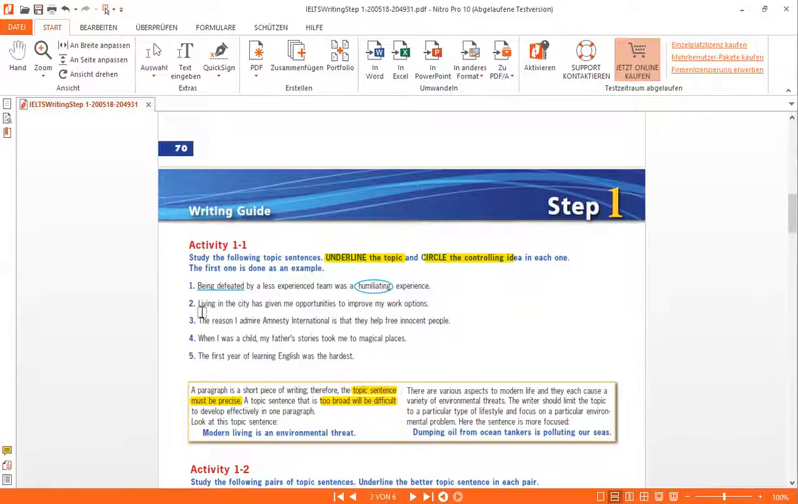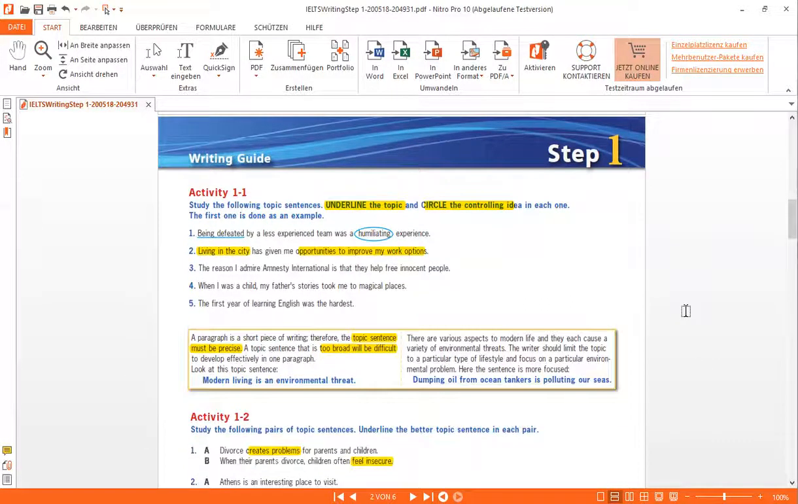Number 2, living in the city has given me opportunities to improve my work options. We can see that the topic is about life in the city, all right? So you can underline living in the city, and what is the writer's opinion or judgment about life in the city? It gives you opportunities to improve work options. This is the controlling idea, all right? Or just to improve my work options is also possible as an answer.